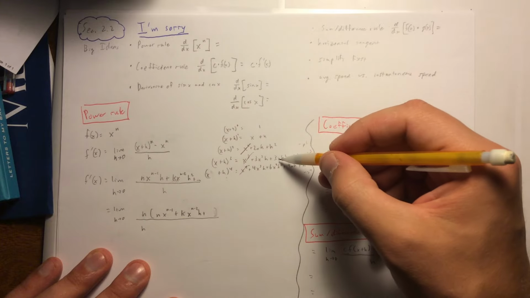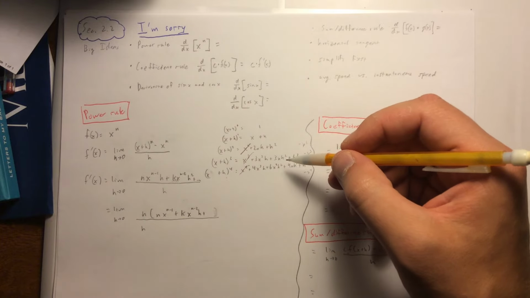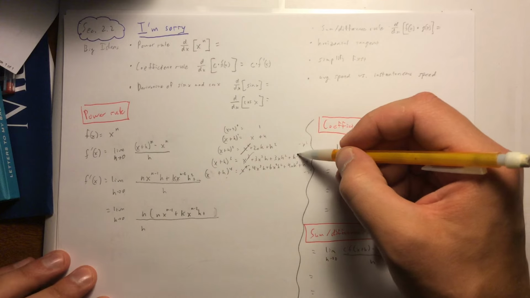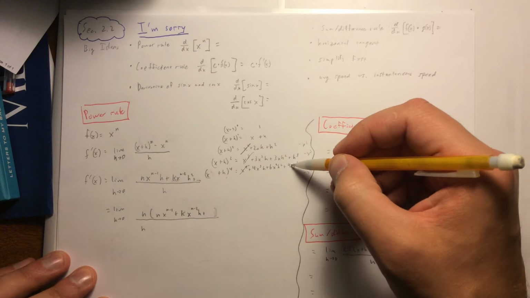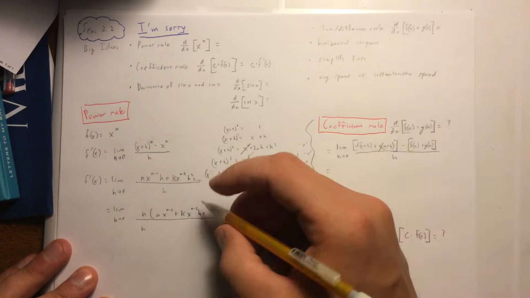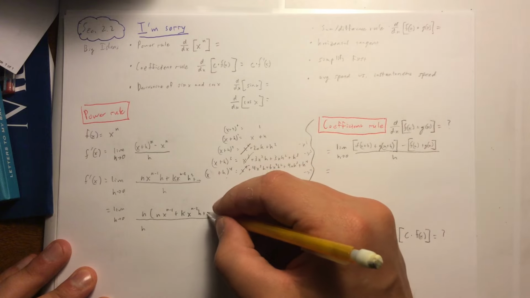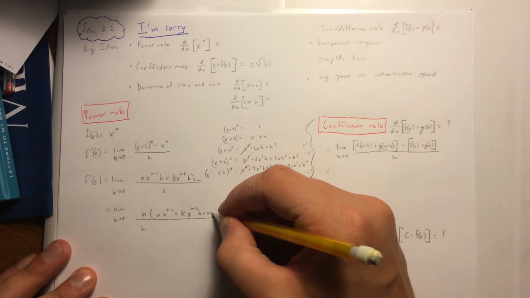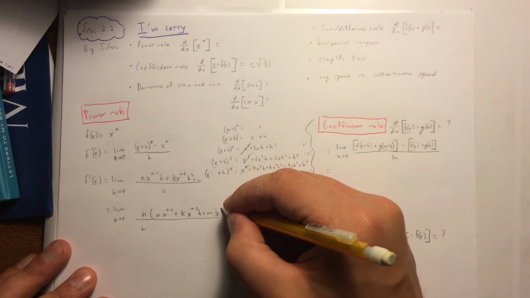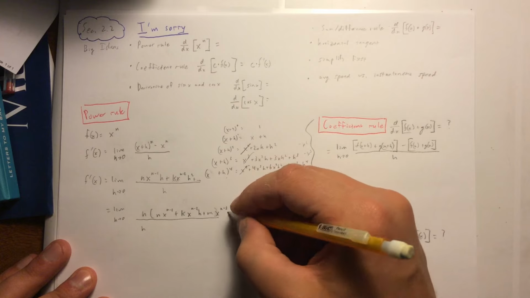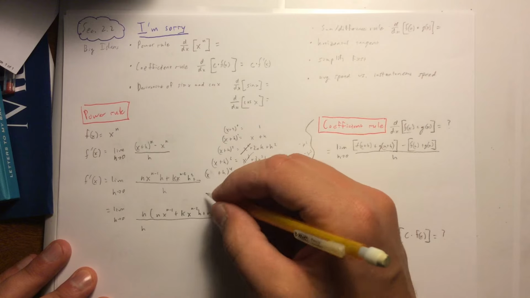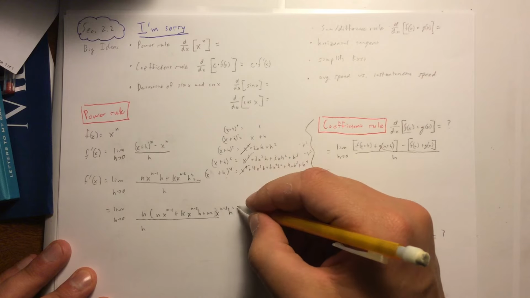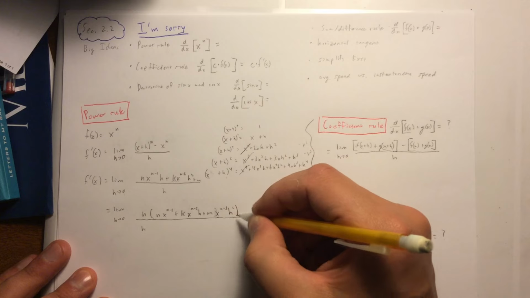Like here was 3, here was h to the third, or 4x h to the third. So some other number, we don't know what it is. We'll call it m x to the n minus 3 h squared, and that just keeps going.